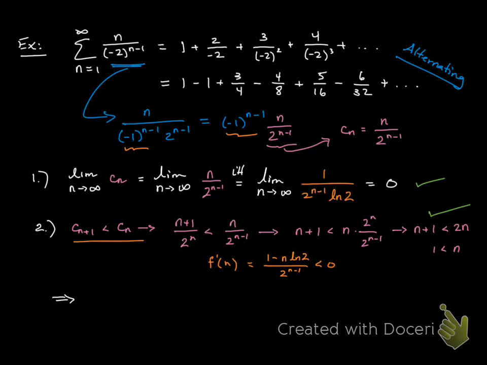Both of our criteria are met, so by the alternating series test, AST, our series n over negative 2 to the n minus 1 converges. Okay. So there's 2 in a row where we have convergent alternating series. Not all alternating series converge, right? So here's just an example.